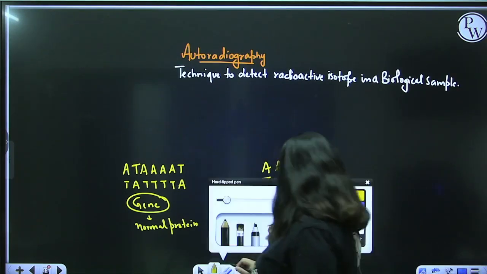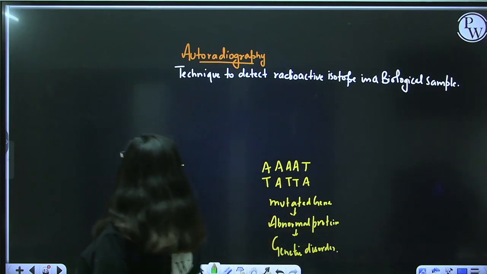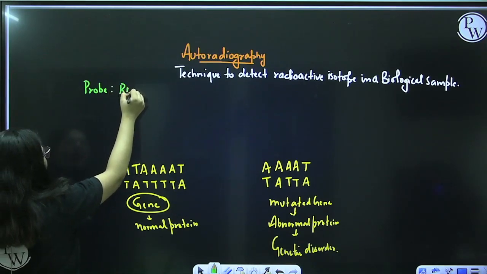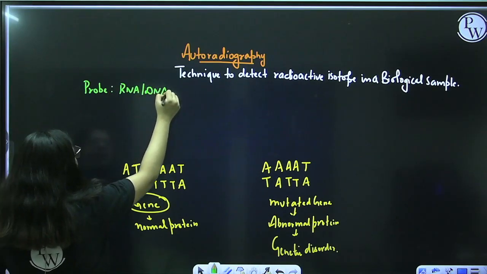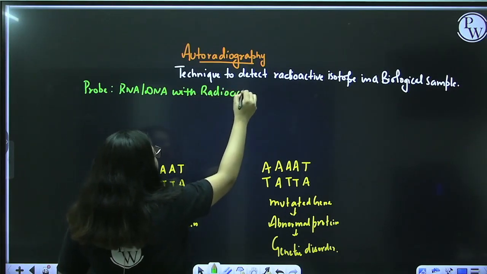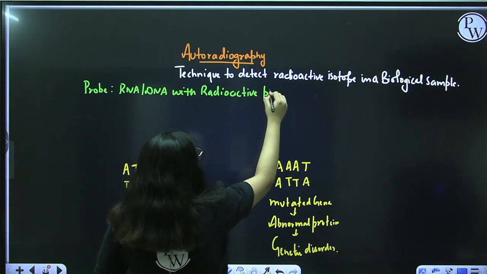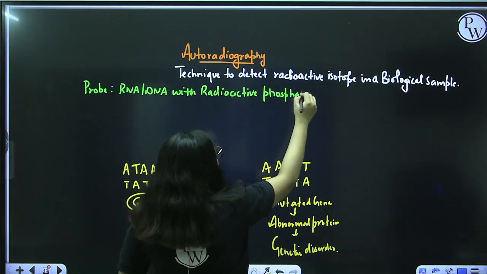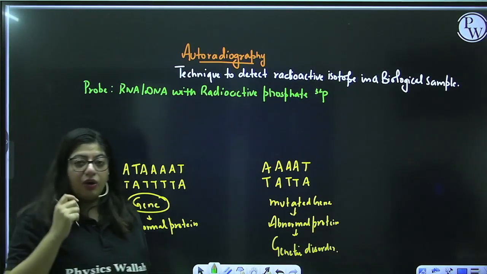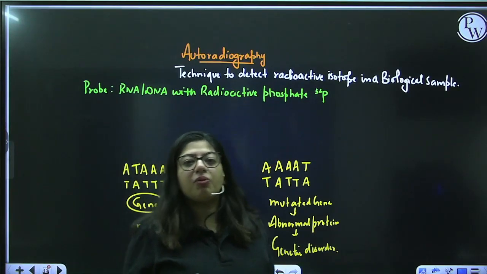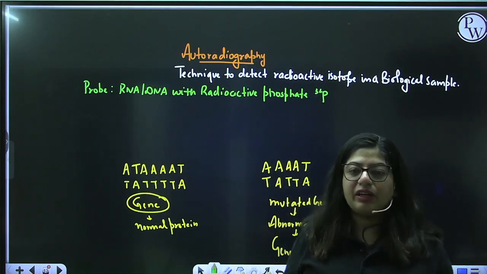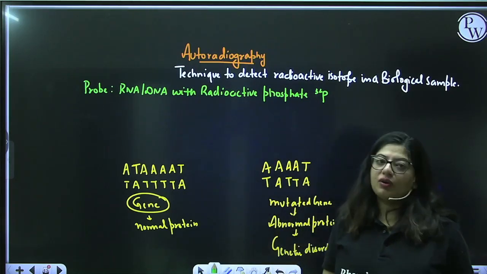Now what we do is we use a probe. What is a probe? A probe is any RNA or DNA with a radioactive isotope, radioactive phosphate, and the phosphate uses P32. You all know in our DNA, the backbone is made up of sugar phosphate bonds, right? So the phosphate we are now using in this piece of DNA known as a probe is radioactive phosphate.